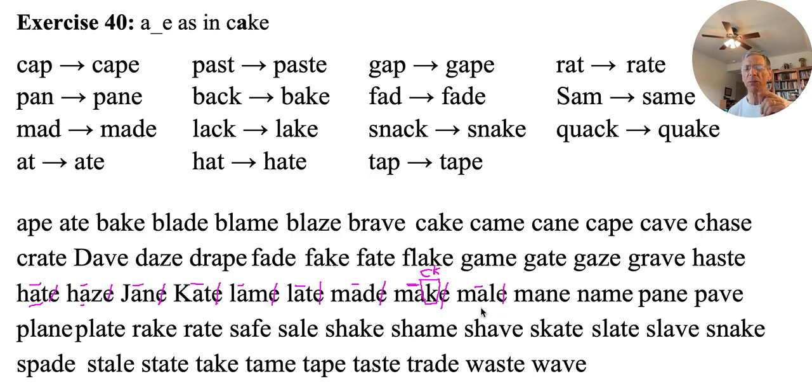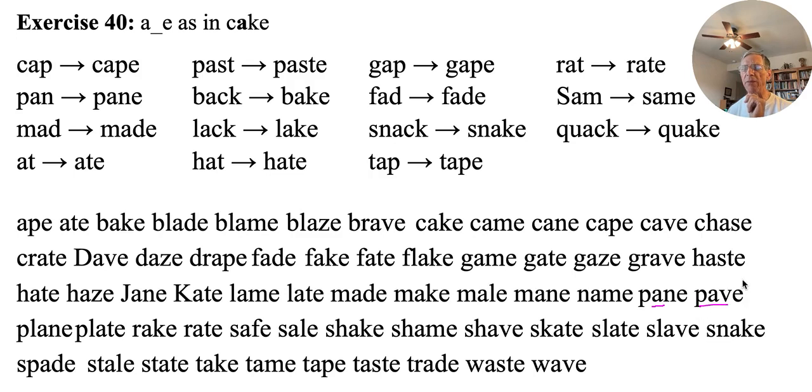Male, male and female. Boy and girl. This is boy. Mane, the mane on a horse's back is the hair on their neck. Name, what's your name? Pane, this is pane like a window pane. This is not pain like I have a pain in my head. That's P-A-I-N, this is P-A-N-E, pane, a window pane.